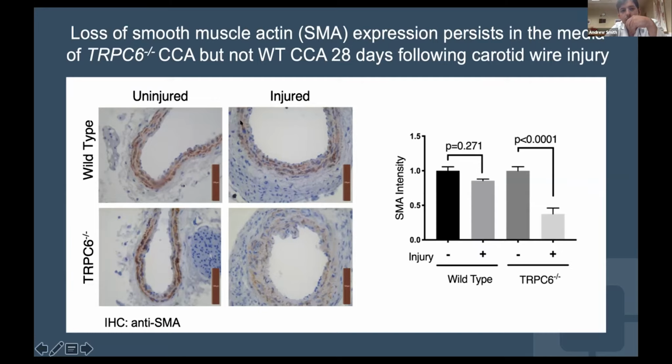What one can see in these representative images is that there's essentially similar staining of smooth muscle actin in the media between uninjured and injured wild type common carotid arteries, but that after injury in TRP6 knockout common carotid arteries, there's a significant decrease in the density of staining of smooth muscle actin. And we evaluated this semi-quantitatively in cohorts of 3 wild type and 3 TRP6 knockout mice, which agreed with this observation that there was a decrease in the intensity of smooth muscle actin staining in medial smooth muscle cells following injury.